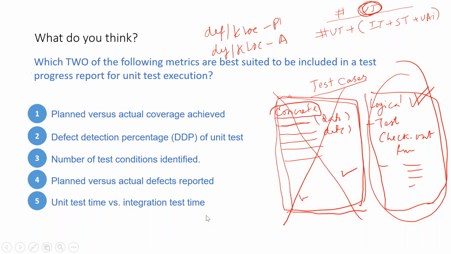Unit test time versus integration test time is not so good an answer. So what are the best answers? Two answers. The first one is okay but not useful for low-level testing. This is too easy a measure, not a useful metric, because we have to choose only two. This is a much better metric, and this is not a relevant metric for unit test execution. So this is the answer according to me.